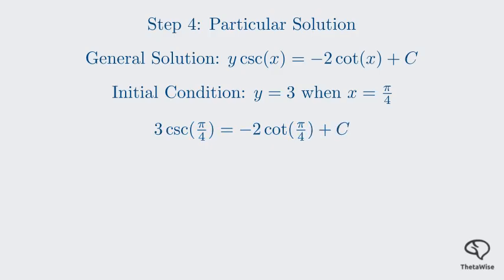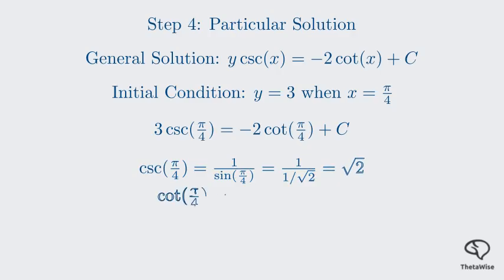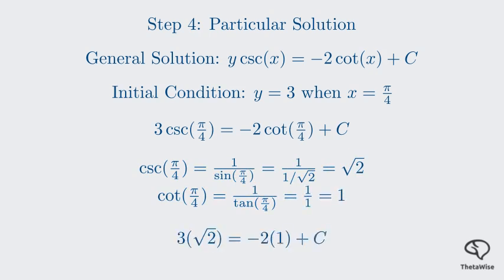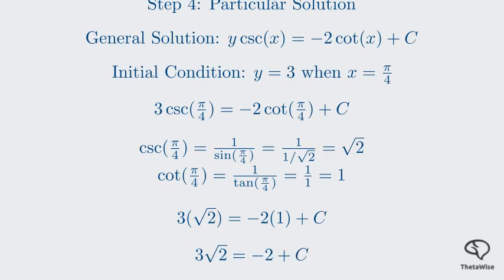Now we need to recall the values of these trigonometric functions at pi over 4. Remember the 45-degree or pi over 4 triangle. Cosecant is the reciprocal of sine, and sine of pi over 4 is 1 over root 2, so cosecant is root 2. Cotangent is the reciprocal of tangent, and tangent of pi over 4 is 1, so cotangent is also 1. Substituting these values into our equation, we get 3 times root 2 equals negative 2 times 1 plus c. This simplifies to 3 root 2 equals negative 2 plus c.